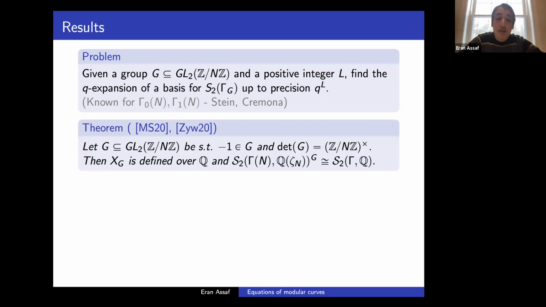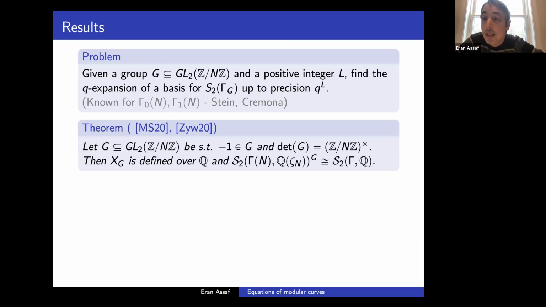Now, there are some results in this direction. For some subgroups, there's a theorem saying that the modular curve is defined over Q if the determinant is surjective, but you can find the space of cusp forms by looking at a larger space.